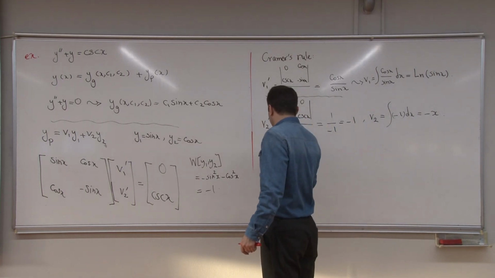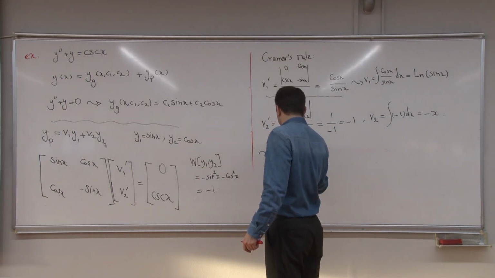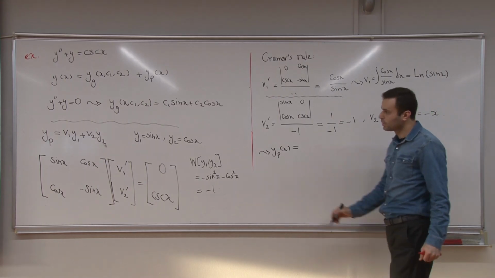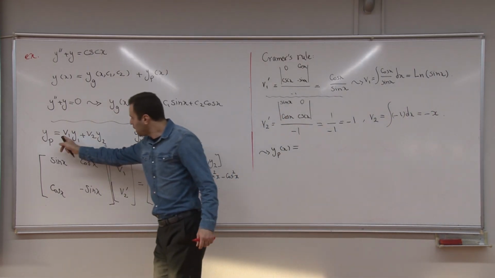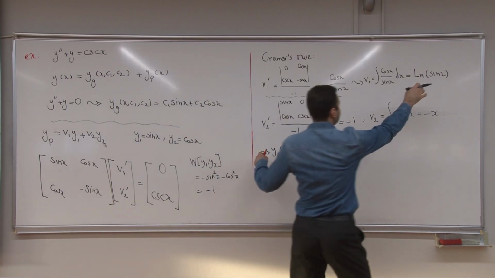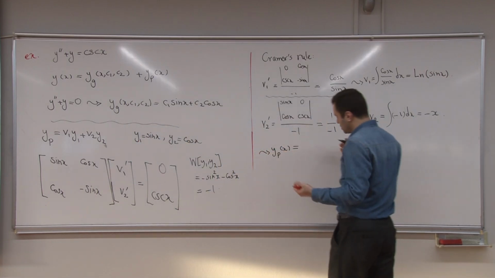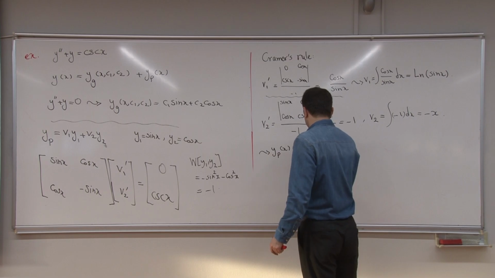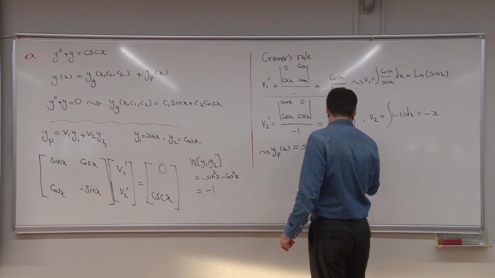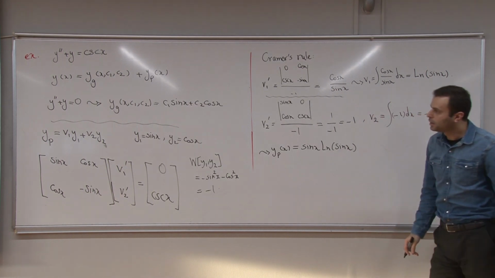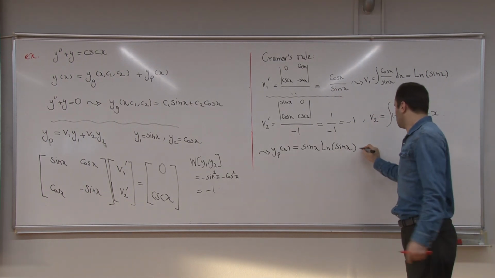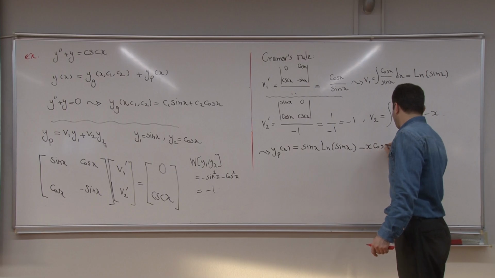Then, what is my yp, my particular solution for that equation? It is v1 times y1, which is ln of sine x multiplied by the sine of x, so sine x ln sine x, plus v2 times y2, which is minus x, so minus x cosine of x.